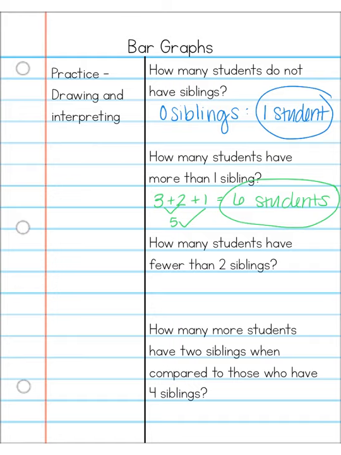The next question says, how many students have fewer than 2 siblings? Fewer is another word for less than. So I'm looking for less than 2 siblings. Well, that does not include 2 because 2 is not less than 2. So I'm looking for the number of students who have 0 siblings and the number of students who have 1 sibling. I have 1 student with 0 siblings and 2 students with 1 sibling. So that's 3 students who have fewer than 2 siblings.